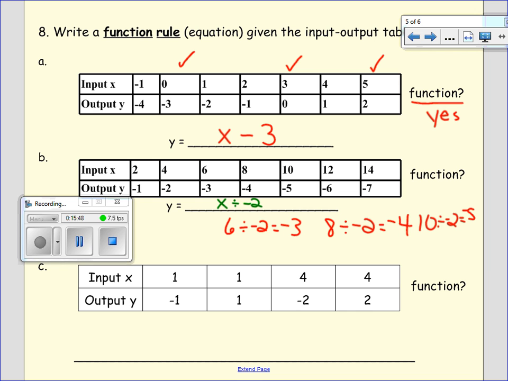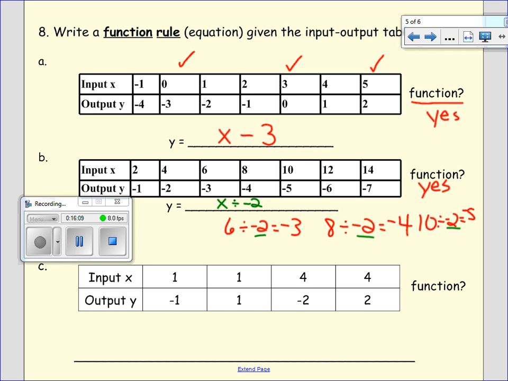Again, you're looking at what you did to your domain. What did you do to your input value? Now we're going to determine, is this a function? Let's look to see if all of our domain is paired with exactly one of our range. And yes, they do not repeat, so yes, this is a function.